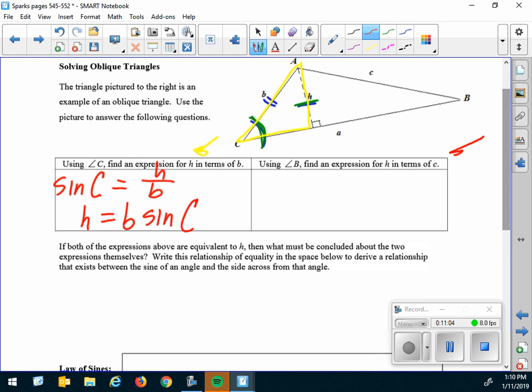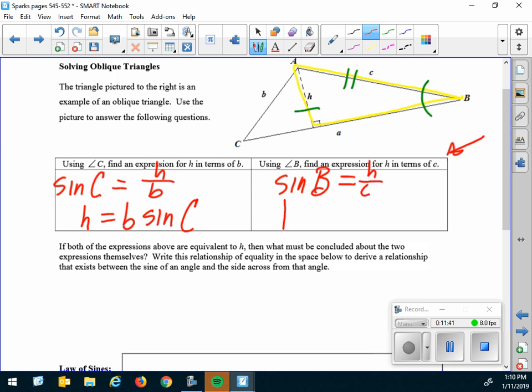Now let's go to this question. Using angle B. All right. So I'm going to go to this right triangle. Again, because it's a right triangle, I can use my trig ratios. Using angle B, find an expression for H in terms of C. What do you mean same thing? You mean same trig ratio? You mean use sine again? Yeah. So the sine of angle B equals H over C, opposite over hypotenuse. So H equals, don't make a big C, Stennett, make a little c because that's a side.